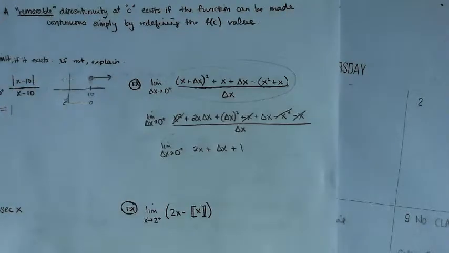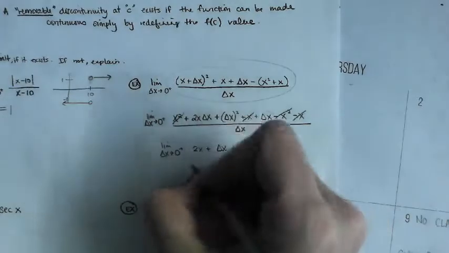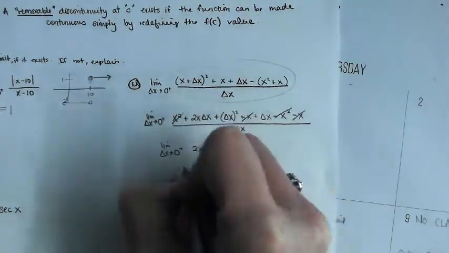And then you realize once you get down this far that it doesn't really matter if you're coming from the right or the left. Yes? You can plug in 0 for the change in x and you get 2x plus 1.